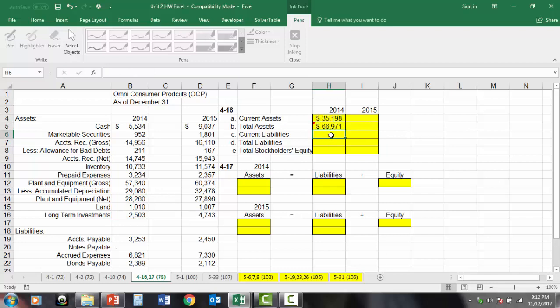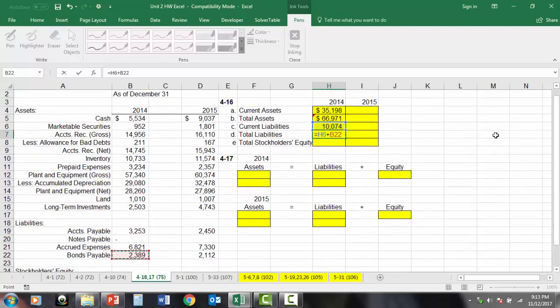Current liabilities, same principle. Liabilities that are due now or will be due within a year. So it's going to be accounts payable and accrued expenses. Total liabilities is simply current liabilities plus, there's only one other liability there, bonds payable. So I just tack that on, add it up.